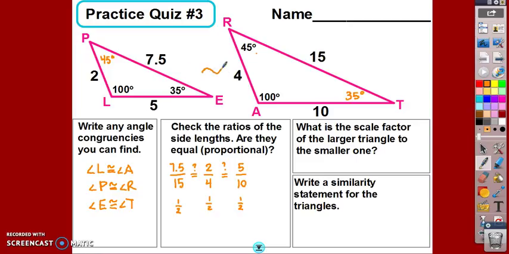What's the scale factor? The scale factor is 1 to 2, but it said larger to smaller, so I'm going to write 2 to 1. You don't have to write it like that. You could write it as a fraction. A similarity statement is where you write triangle, for example, P, then L, then E, and make sure you use the similar symbol. Then you had to call the second one R, then A, then T. But you could have had those in a different order as long as they were corresponding.